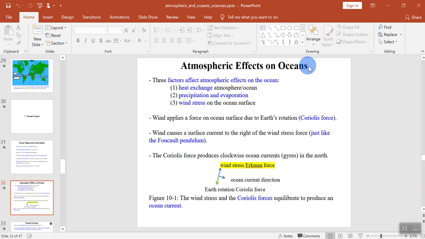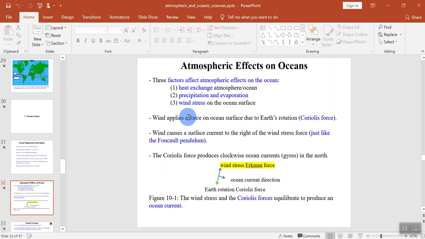Okay, so remember we talked about the pressure gradient force. The ocean surface has an equivalent force. It's called the Ekman force. Wind affects the top of the ocean surface. We said three factors affect atmospheric effects on the ocean: heat exchange between the atmosphere and ocean, precipitation and evaporation, and the wind stress, the Ekman force.